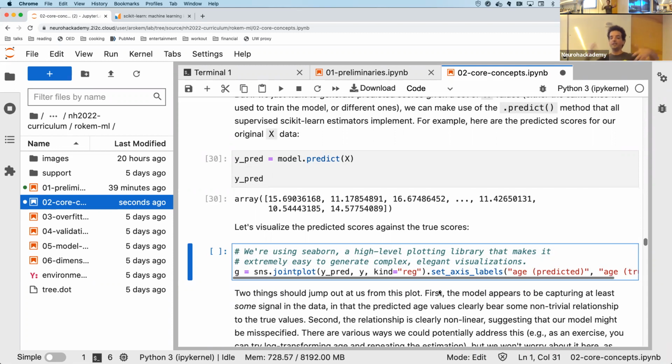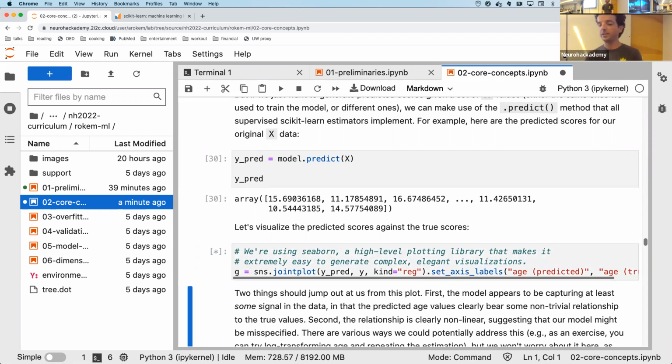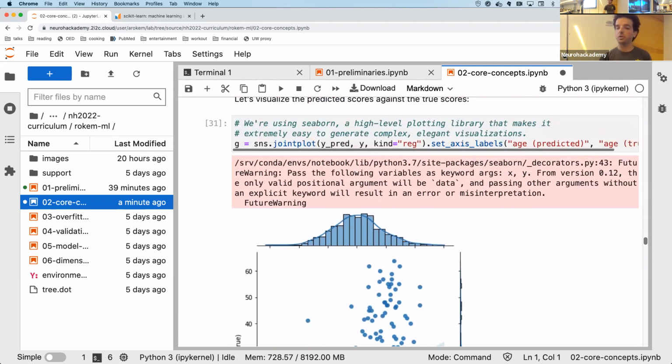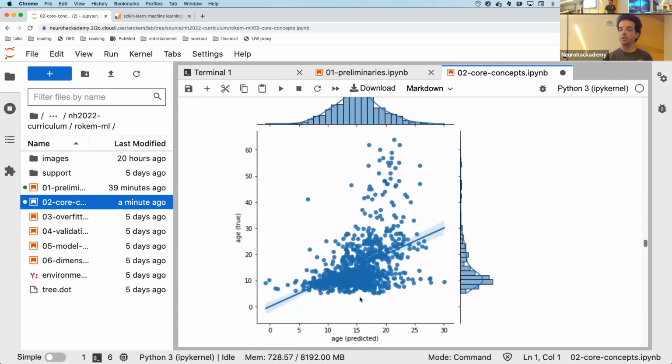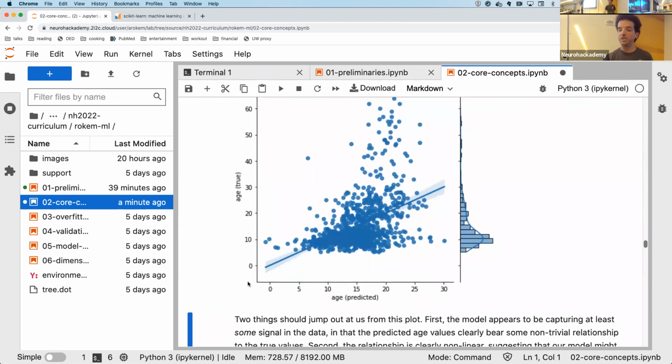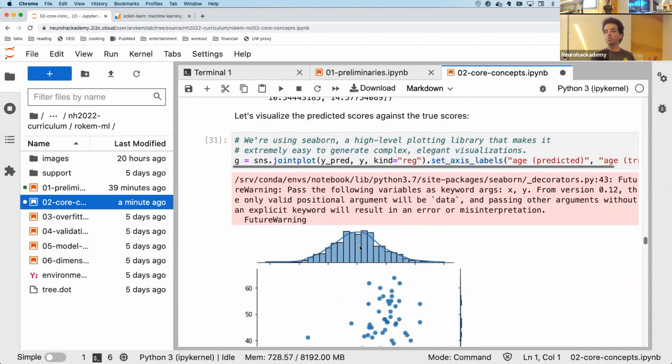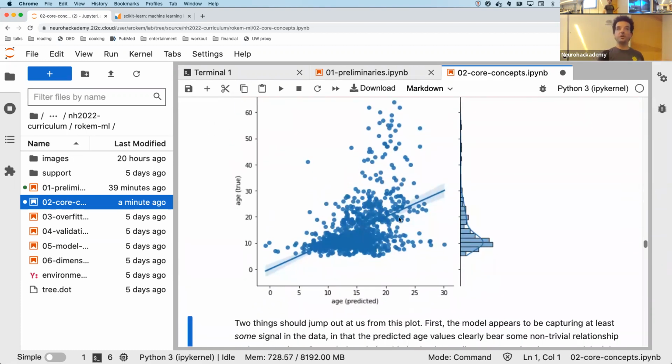a predicted Y and compare it to the real Y and put that in one of these Seaborn pair plots, or sorry, these are called joint plots, not pair plots. So here we have the predicted age on the x-axis, and the true age on the y-axis. And here, in fact, we have a regression line, a linear regression line fit to the prediction quality. It tells us what the correlation is between the true and the predicted values.